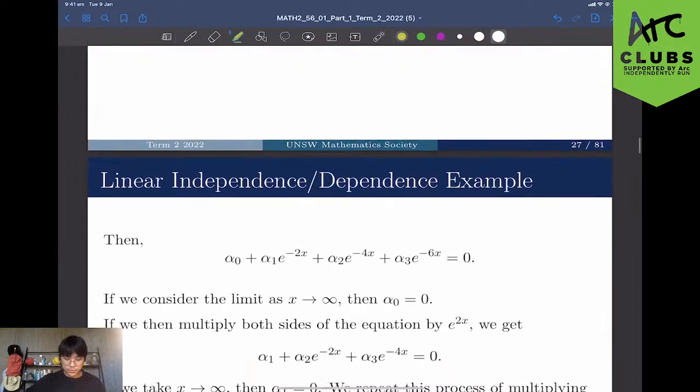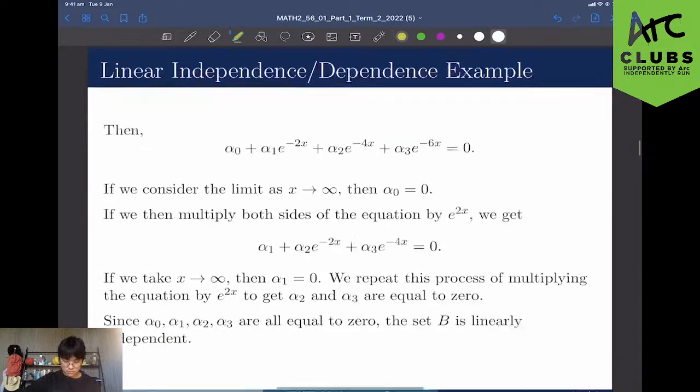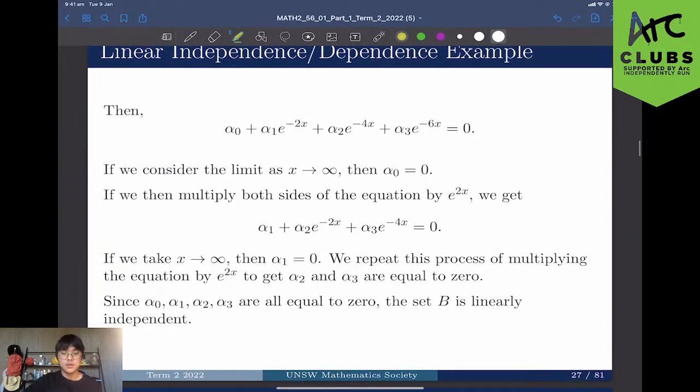And then we reconsider the limit as x goes to infinity. So as x goes to infinity, these are going to disappear. So alpha 1 again is equal to 0. And then you might have picked up by now that we're just going to keep repeating this process, which is going to show us that alpha 2 and alpha 3 are also equal to 0. And since we've shown that for the linear combination, if it equals 0, then all the scalars are equal to 0, that's all you need to show that the set B is linearly independent.